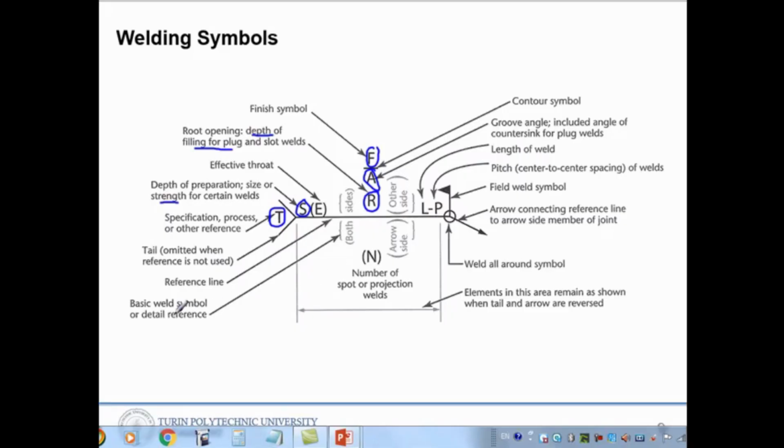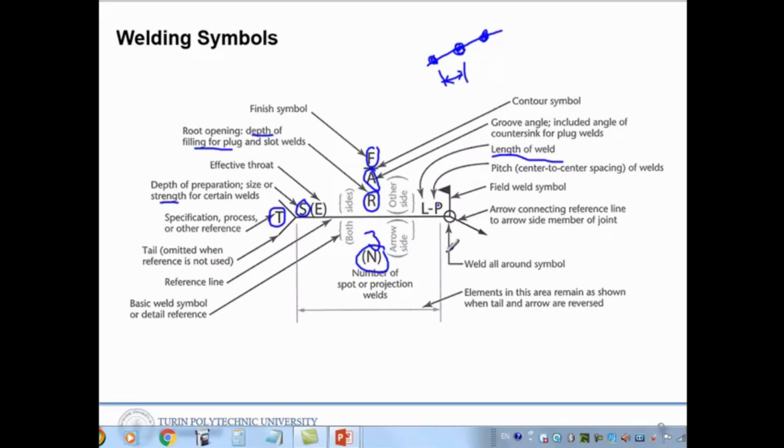And here the number of spots. Like in the next slide, we are welding one plate, spot, 3 spots, so you have to write the number of spots or projections also, so here it will be 3. And in L and P, in L, length of the weld, and in P, the pitch. So, the distance between these 2 spots.